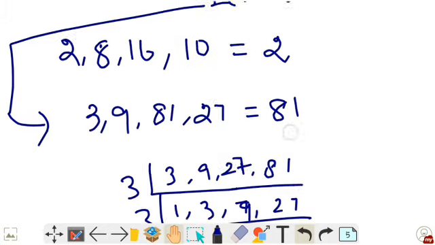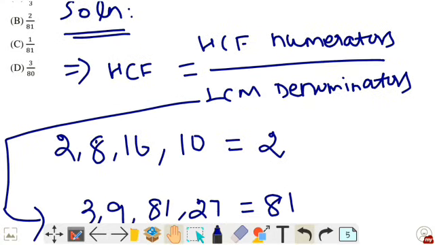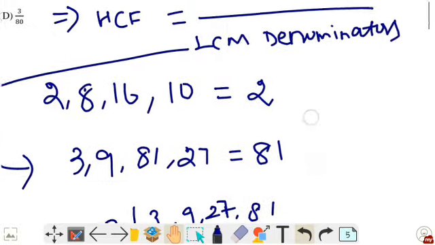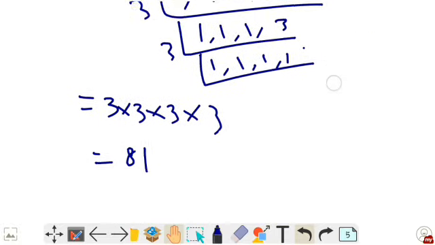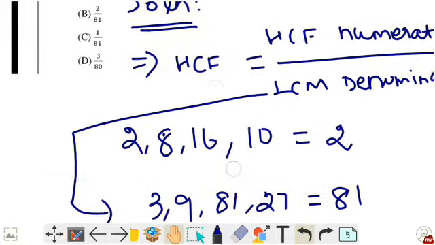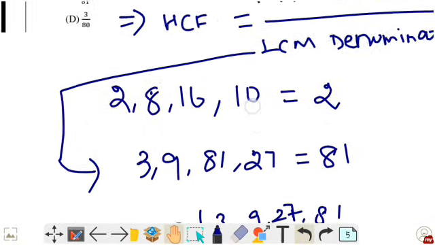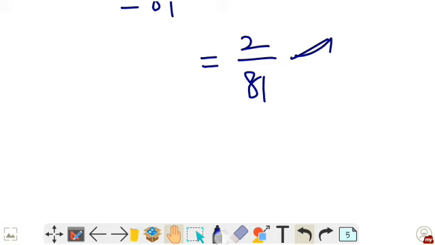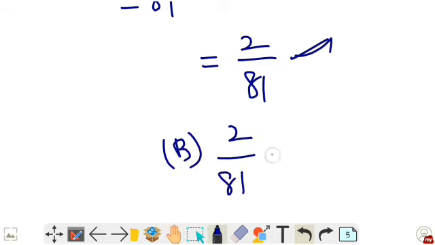So put these values in the formula, that is HCF of numerators divided by LCM of denominators. So the answer will become 2 divided by 81. Check this answer with the given options. B, 2 divided by 81, is the right answer.